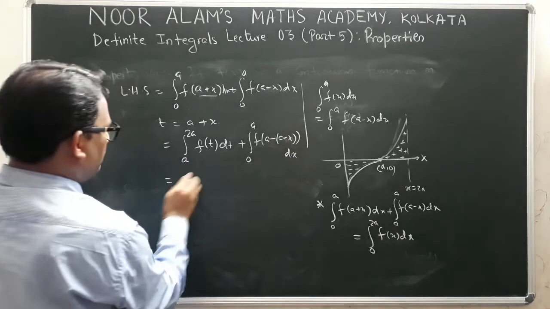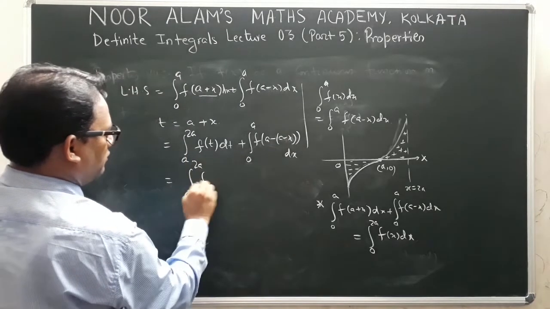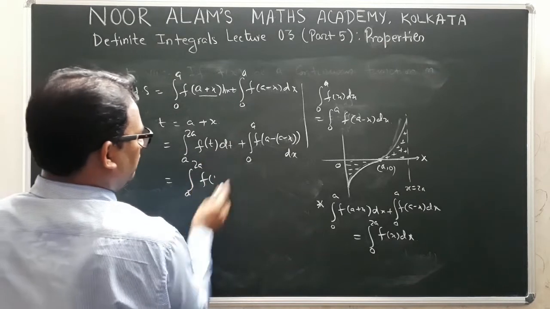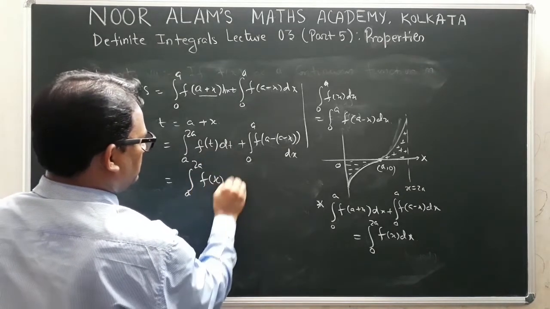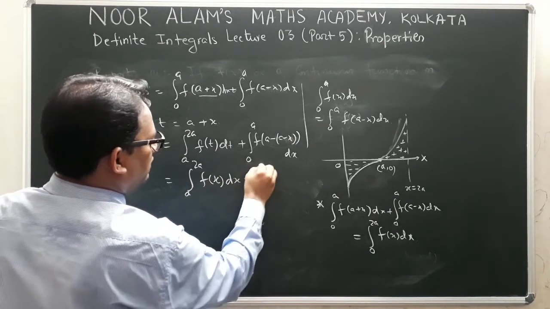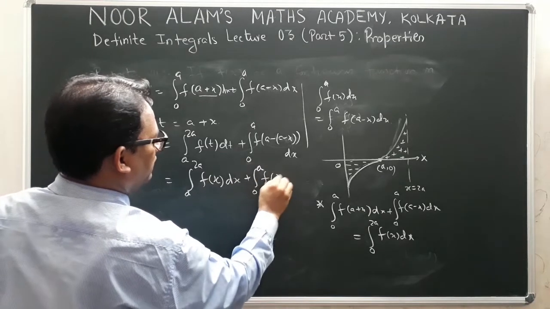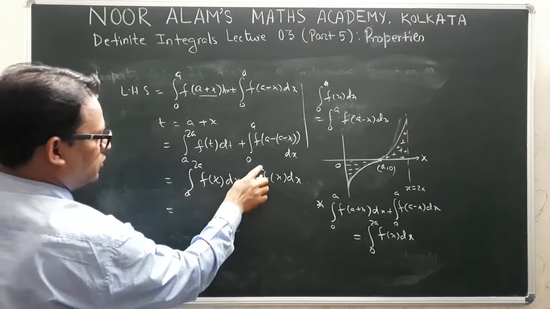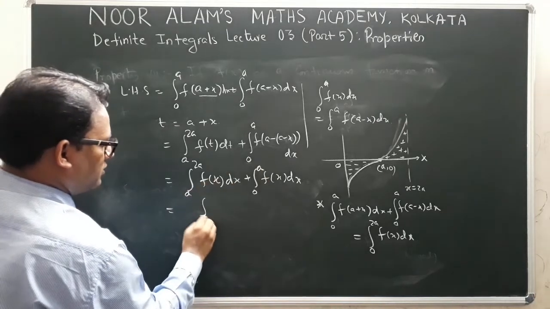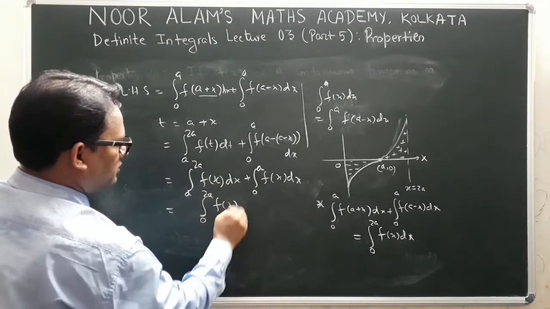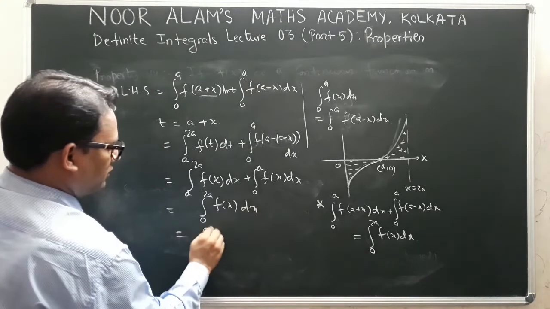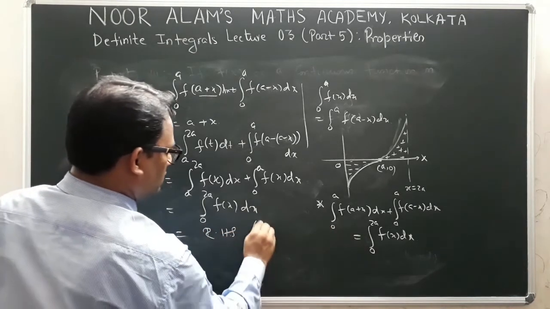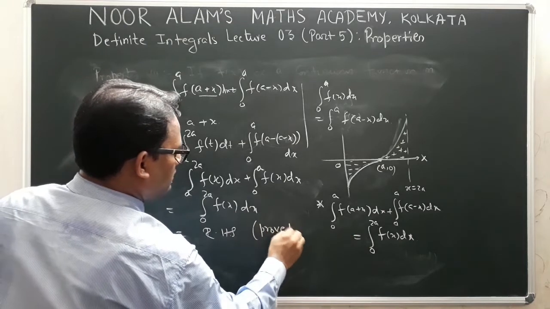So now what will happen? The integral from a to 2a of f of t dt. Now we know that the integration is independent of the change of variable, so we can write f of x dx, plus from here we can write the integral from 0 to a of f of x dx. Now if you look at this, we have 0 to a and then a to 2a, so you can write the integral from 0 to 2a of f of x dx, which is nothing but the right hand side of these equations. So we have proved this result.